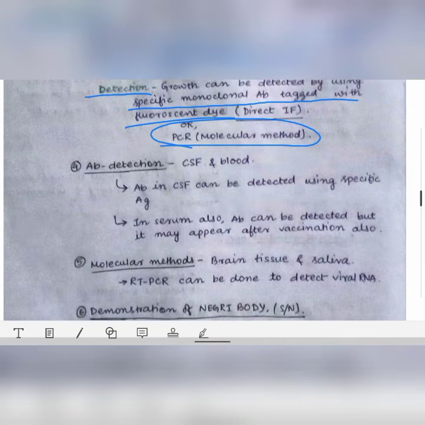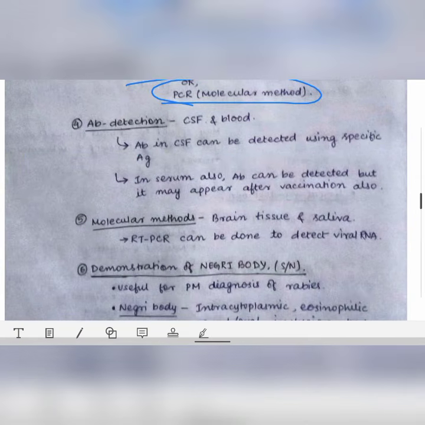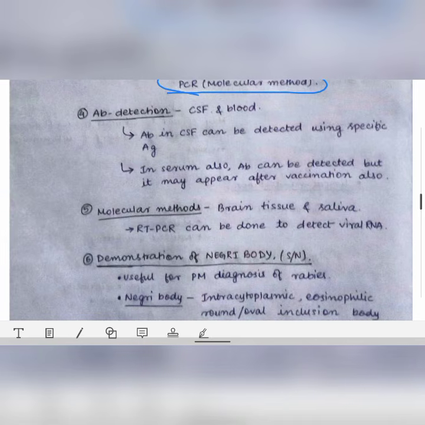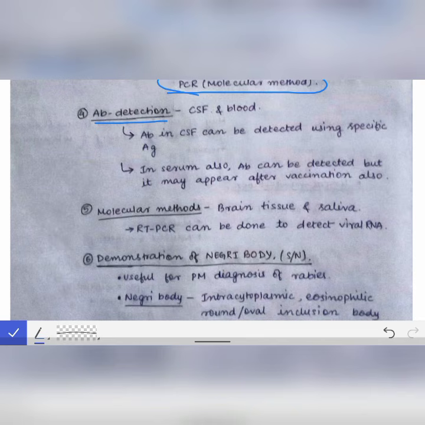The next step in diagnosis is the antibody detection, and the antibody detection is basically done in the CSF and in blood. Antibody in CSF can be detected using a specific antigen. Again, the antibody is detected using the specific antigen of the rabies virus.